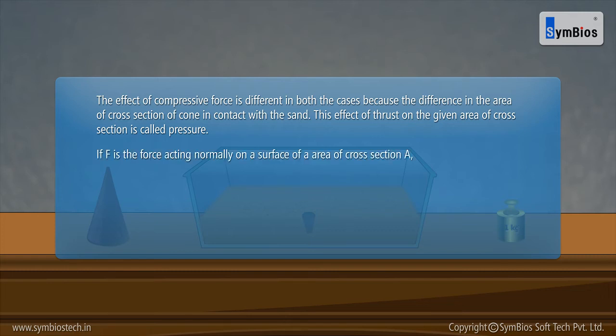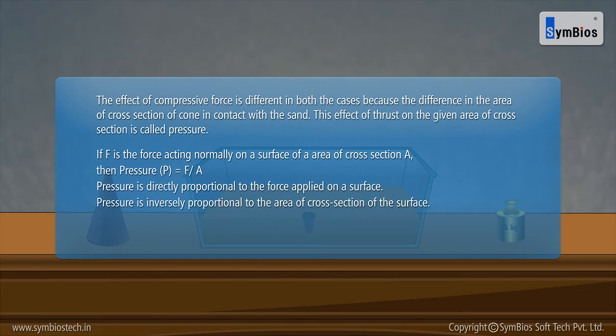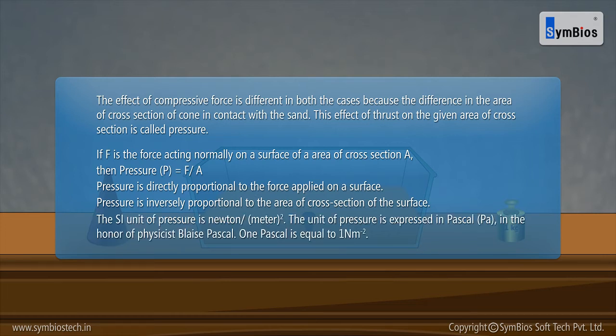If F is the force acting normally on a surface of area of cross section A, then pressure P is equal to F by A. Pressure is directly proportional to the force applied on a surface. Pressure is inversely proportional to the area of cross section of the surface. The SI unit of pressure is Newton per meter square. The unit of pressure is expressed in Pascal, Pa, in honor of physicist Blaise Pascal. 1 Pascal is equal to 1 Newton per meter square.